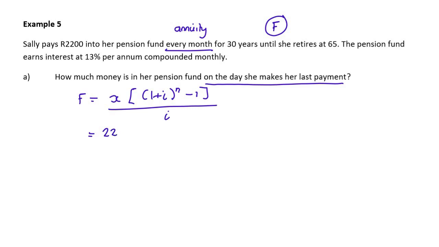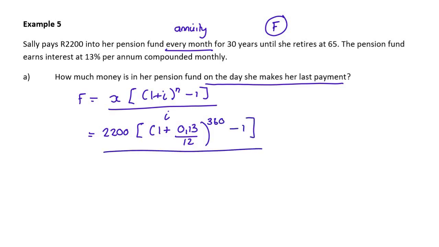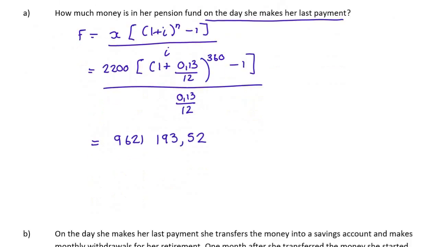So she pays 2,200 rand into her account. She's getting interest at 13% compounded monthly. She pays for 30 years, so that's 30 times 12, which is 360, minus 1, all over her interest rate. Okay, so she earns a sizable amount of money. She earns 9,621,193 rand and 52 cents. Again, that is the power of compound interest. So, on the day she makes the last payment, she's got 9.5 odd million.